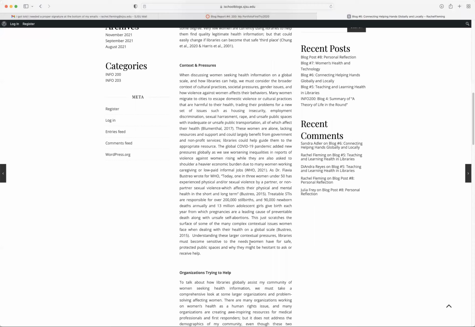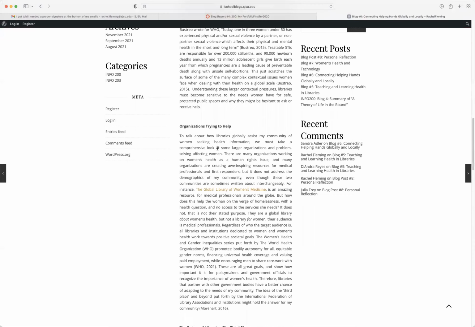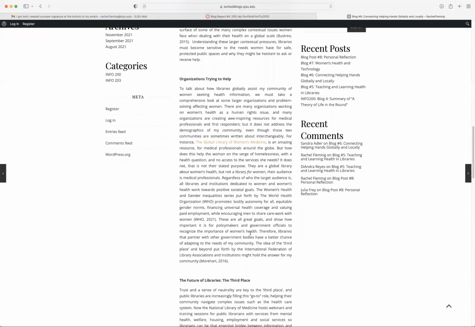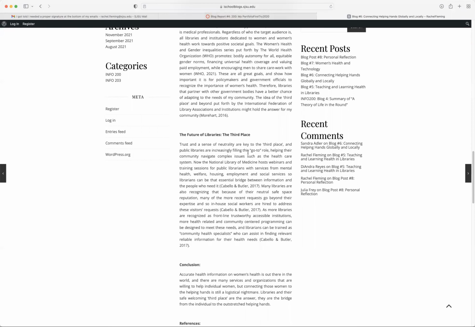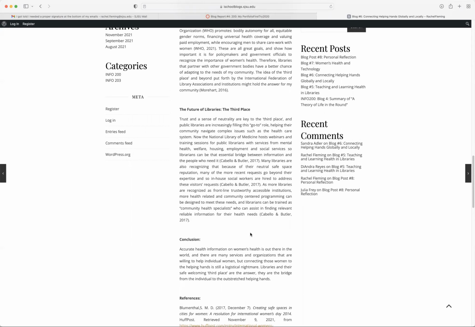Went and explored contexts and pressures, organizations that are really trying to do a lot of really great things, and did an evaluation of those. And then future libraries as the third place, which is one of my favorite things that is currently a big conversation, and then a conclusion.